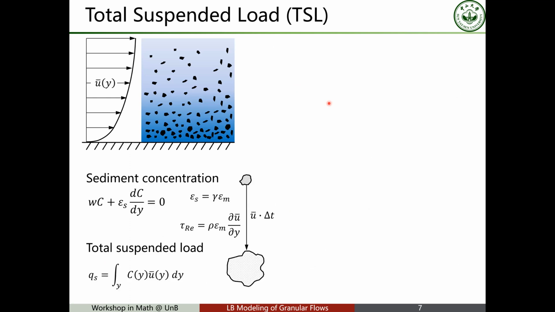So after the validation, we can use the numerical data to calculate the total suspended load. So how to do that? First, we have to calculate the sediment concentration based on this simple advection diffusion equation. But to solve this, we have to know what is epsilon s, which is the diffusivity for the sediments. And here we just make a simple assumption that this epsilon s is linearly correlated to the diffusivity of the fluid momentum, which can be calculated from the fluid quantities. So once we solve C, which is the sediment concentration, we can multiply that by the velocity distribution and do an integration along the depth direction, then we can get the total suspended load.